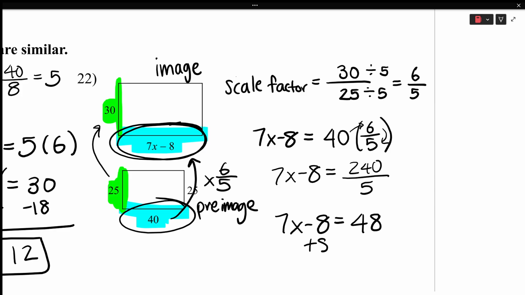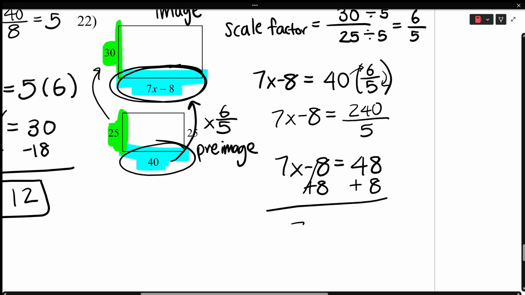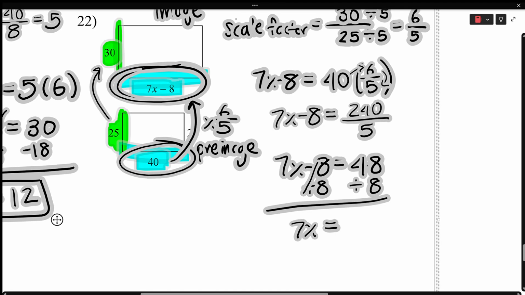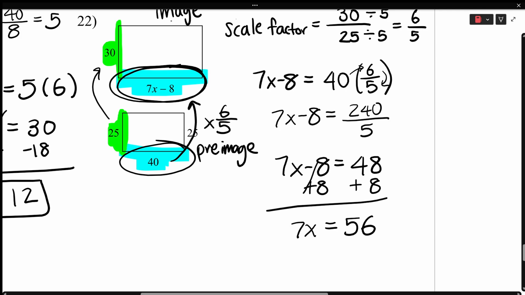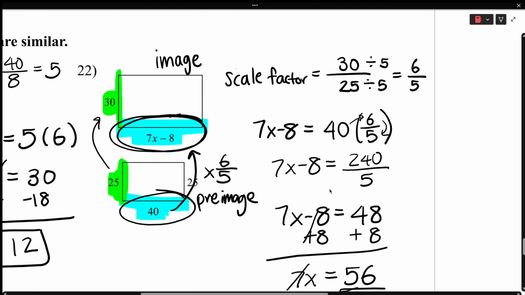Add 8 on both sides. It's 56. And then just divide by 7. x equals 8. Good answer.